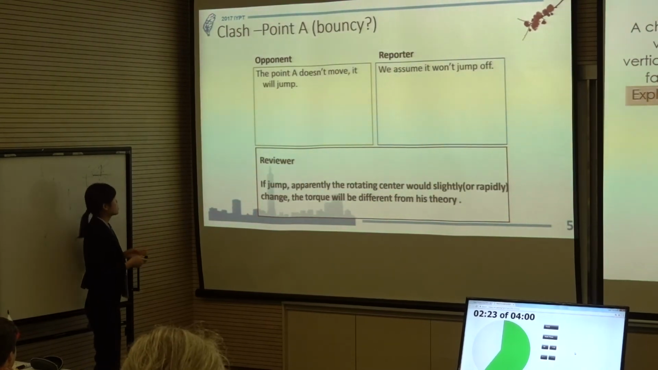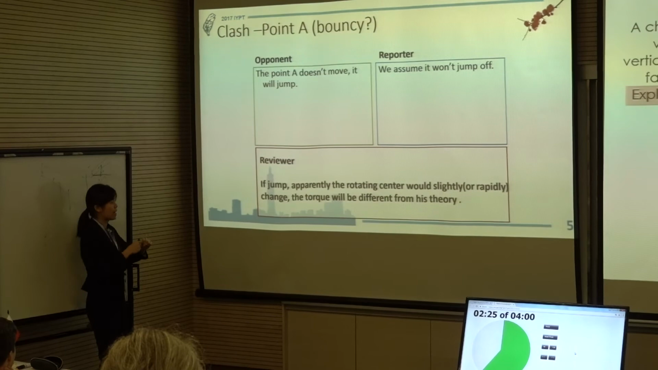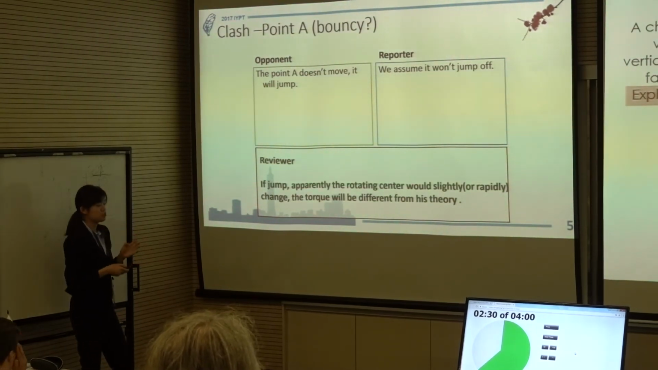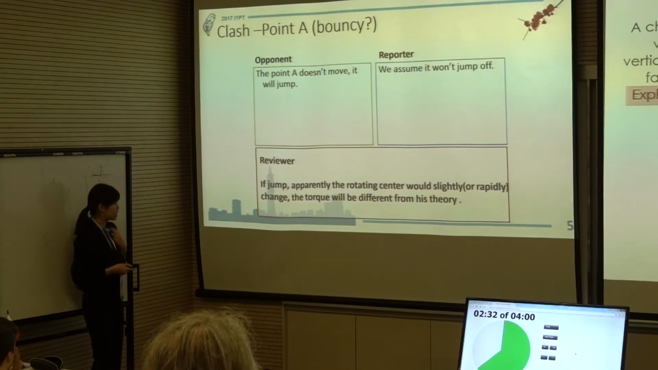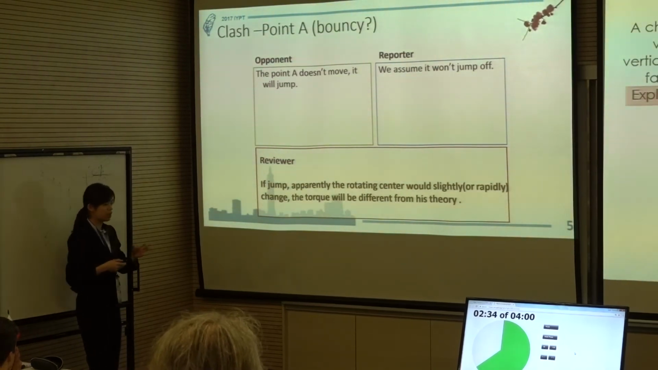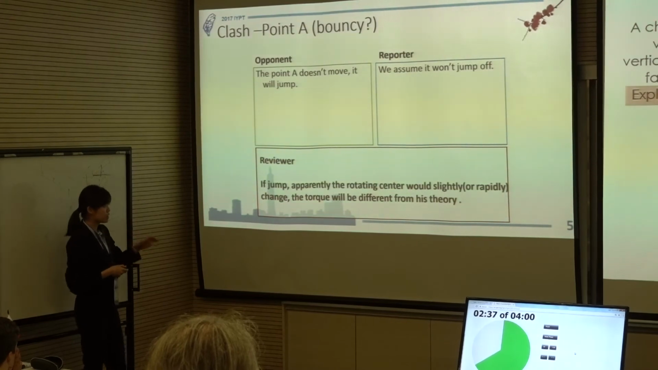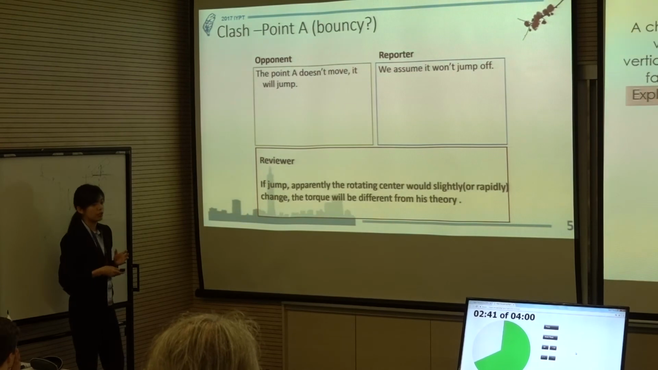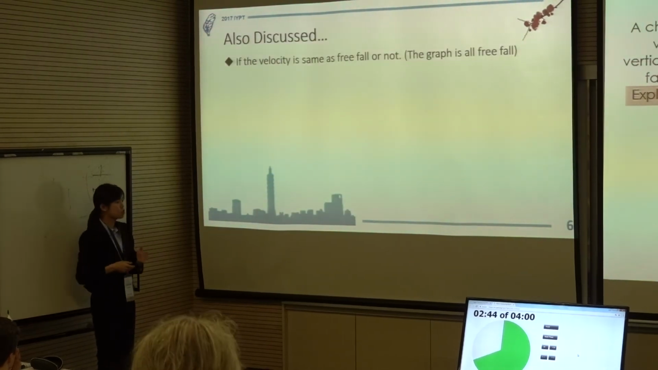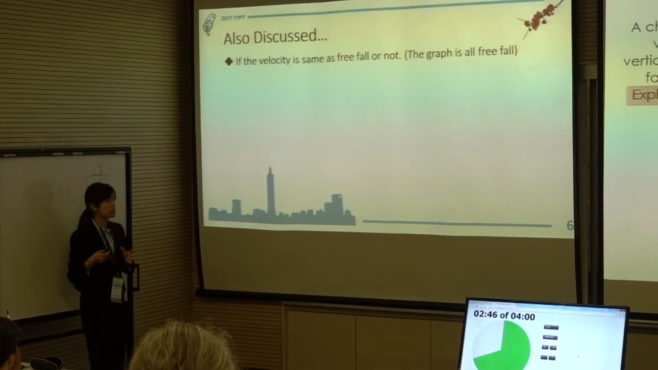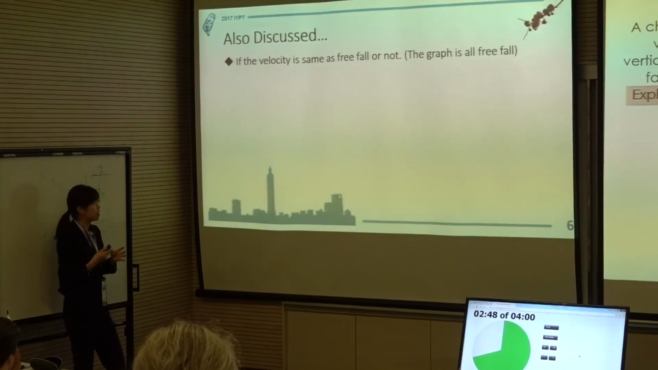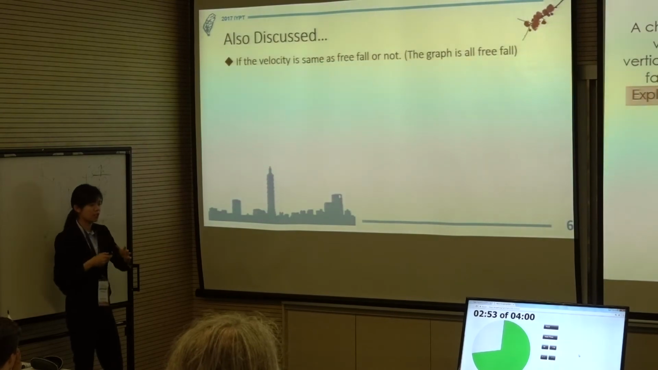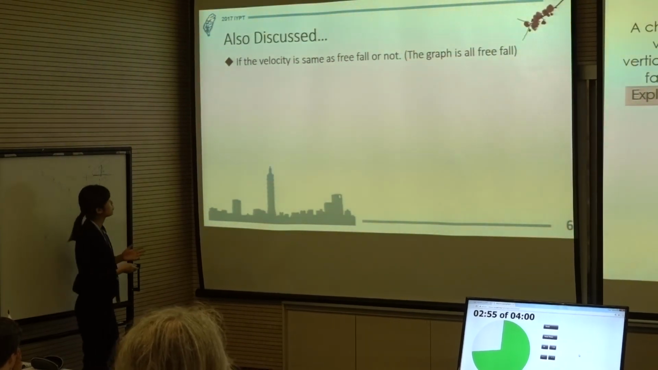And for the second point, they talked about point A bouncing up, and the opponent asked about this, and the reporter said that they assume it won't jump off. The reviewer thinks that if it jumps out, apparently the rotating center will slightly or rapidly change, and the torque will be different from the theory he mentioned. They also discussed whether the velocity is the same as in free fall or not, and the graph. For his graph in his experiment, he changed the angle, and the angle is all like free fall.